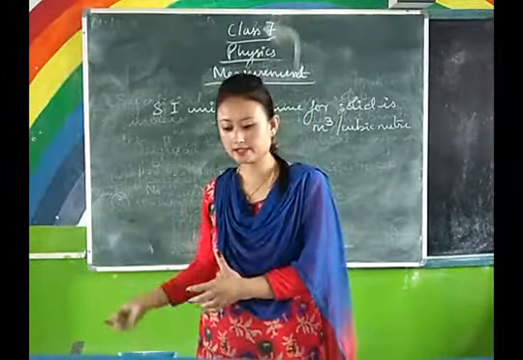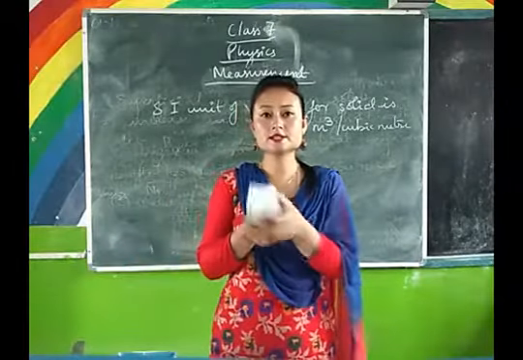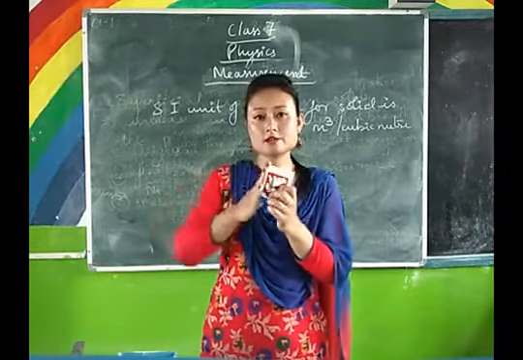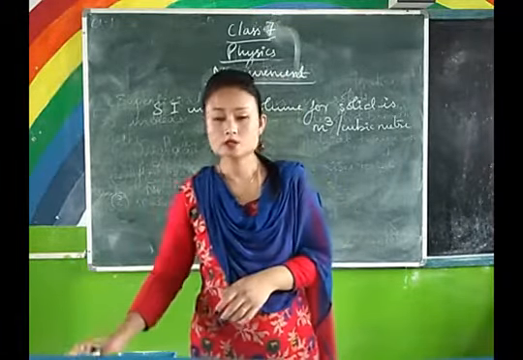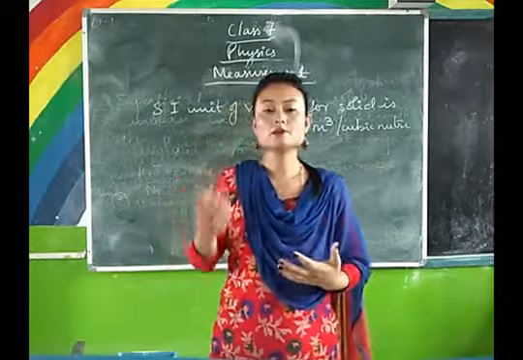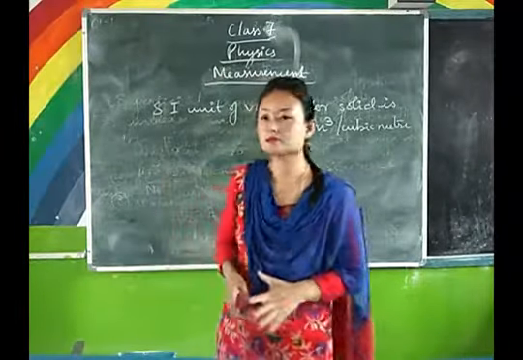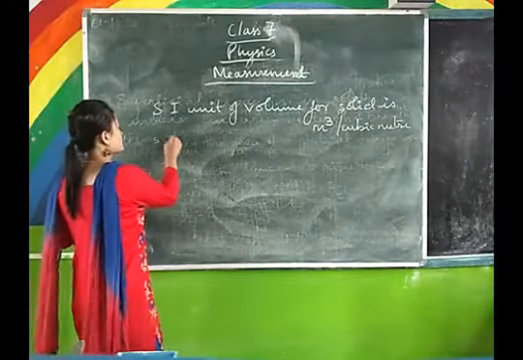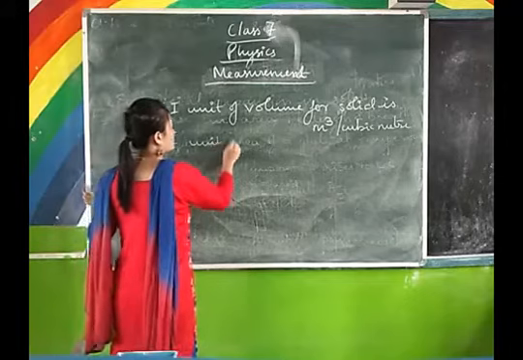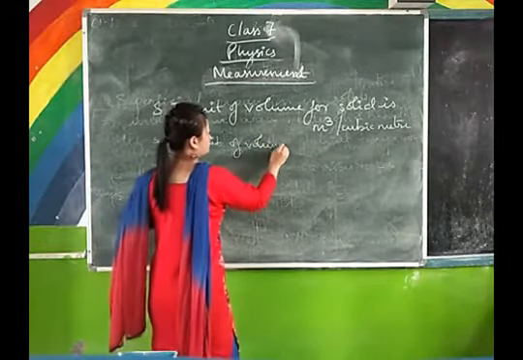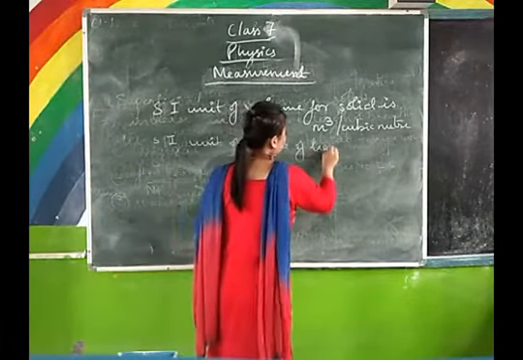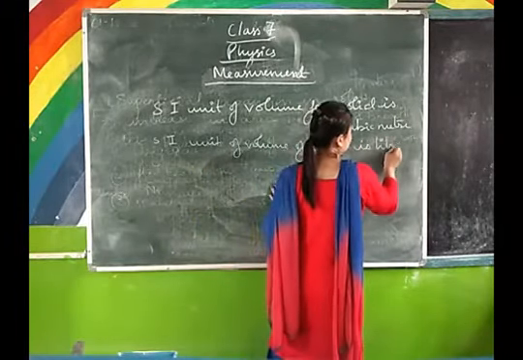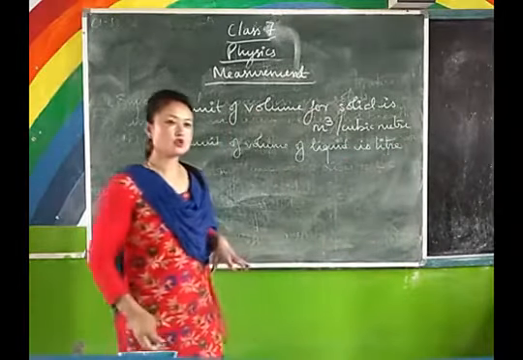Suppose you pour the liquid into this box, the capacity of this box will be its volume. So when we talk about the volume of a liquid, we don't use the term cubic meter or cubic centimeter. What do we usually use? The unit of volume of liquid is liter. Okay, it is liter, which you are very much aware of.